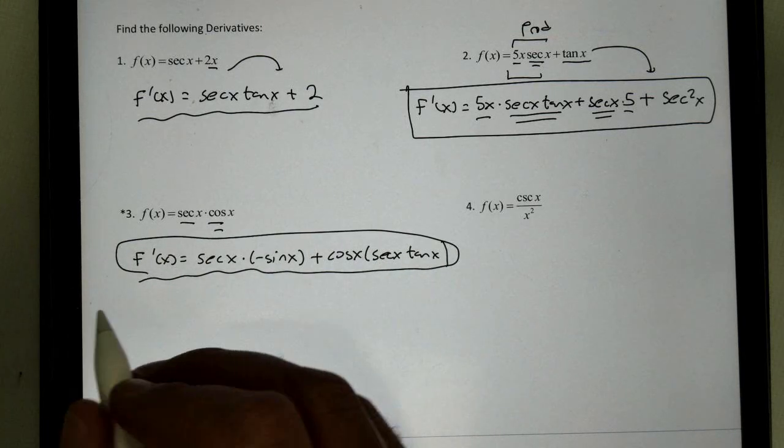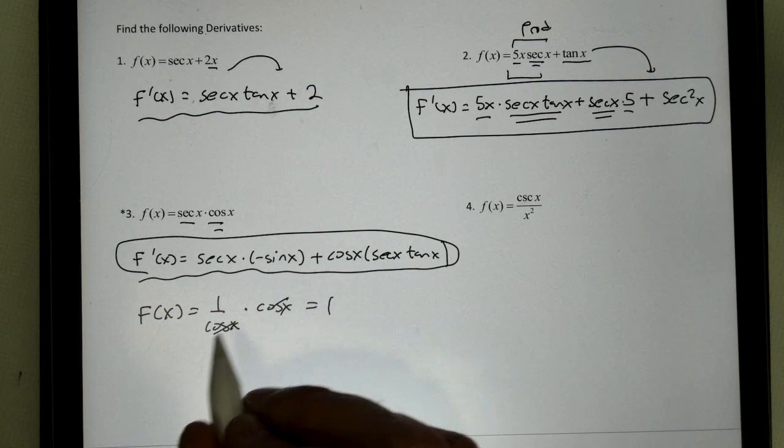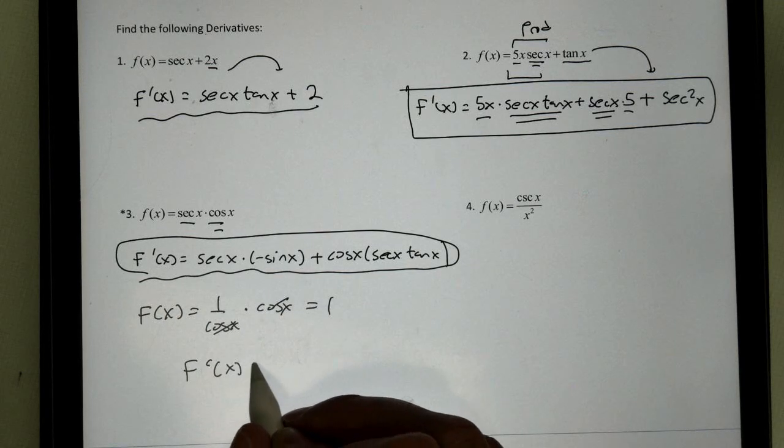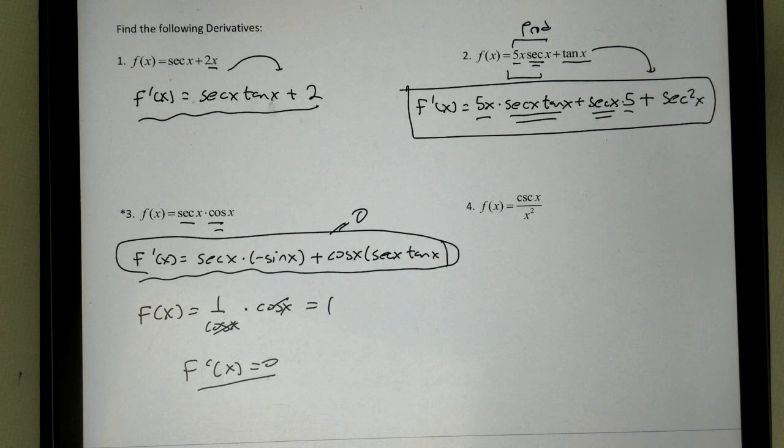And let's talk about why that is. F of x, secant, is just 1 over cosine. What's the derivative of 1? 0. So all of that's just going to become 0 if you were to simplify it. Boring, I know.